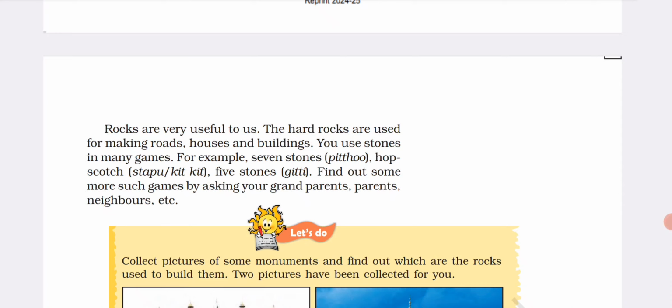For example, Seven Stones, Pithoo, Hopscotch, Pound, Kit Kat, Five Stones. Find out some more such games by asking grandparents, parents, neighborhood, etc.